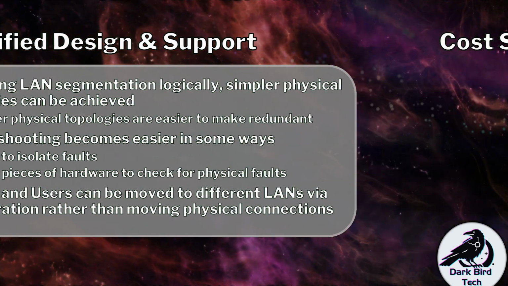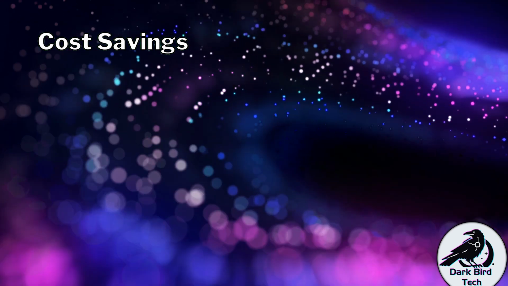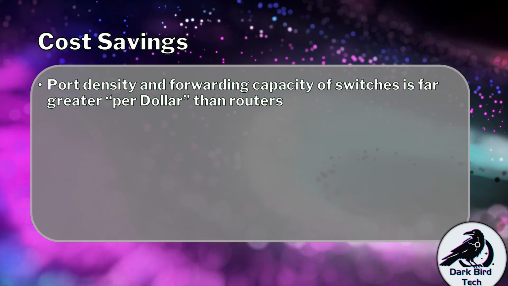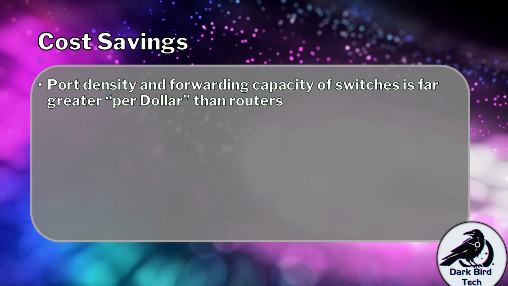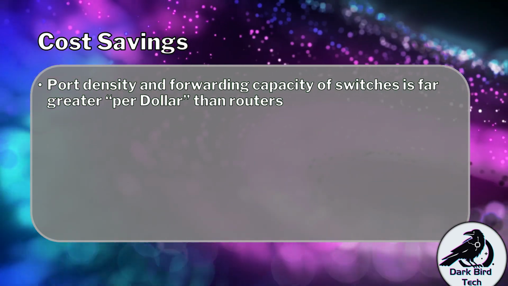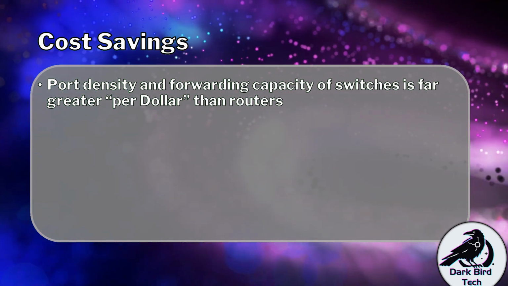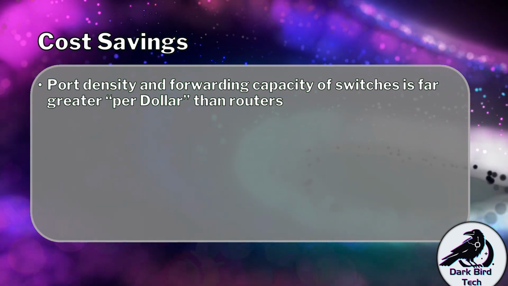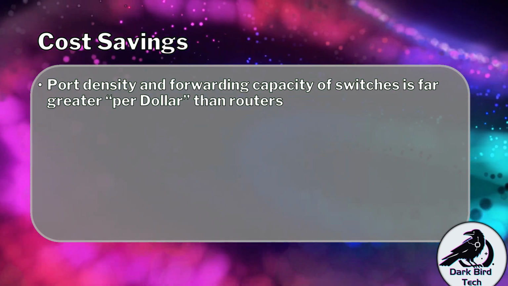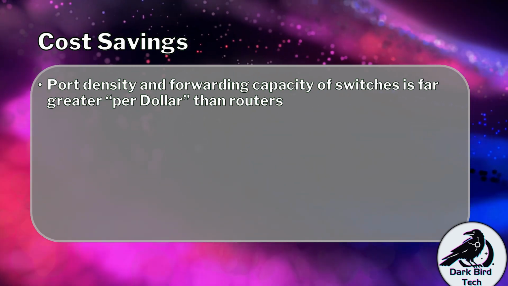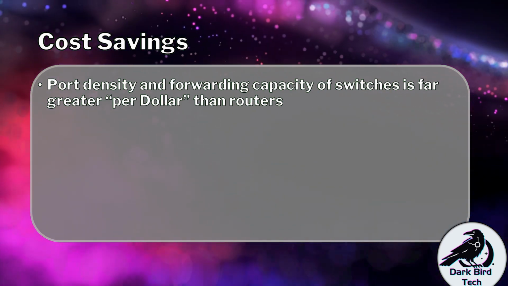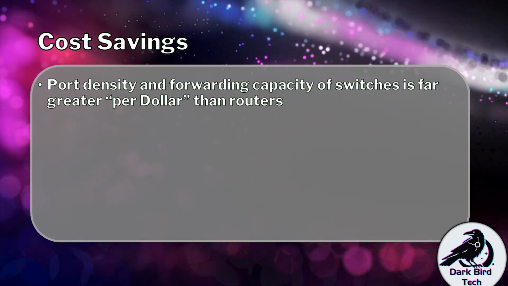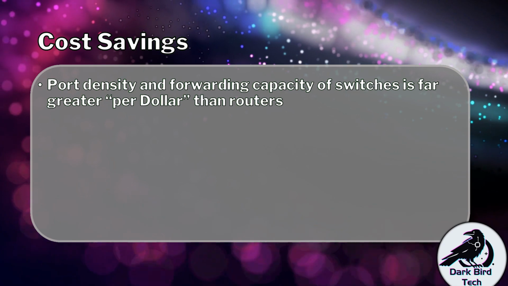And then finally, we can experience cost savings because the port density and forwarding capacity of a switch is far greater per dollar, or whatever currency you prefer, than a router's. Now don't get me wrong, routers are great, they're really fast, but per port and overall forwarding capacity of a router is generally lower if you use the same price point to compare a router's performance to a switch's performance. At the end of the day, it's not unusual to see switches with 16, 24, or even 48 ports used in a user access area.